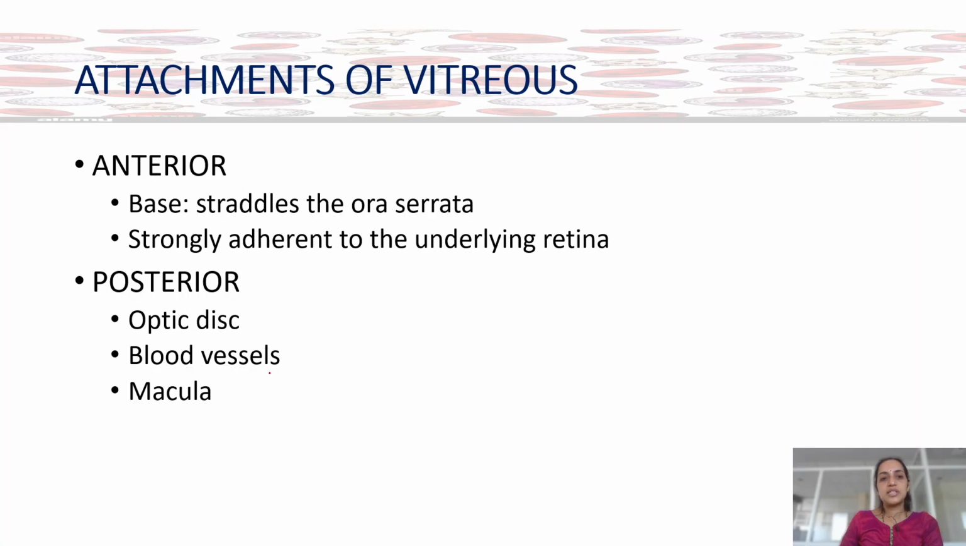So attachments of vitreous: anteriorly it is attached at the base, which we discussed, and posteriorly it is strongly adherent to the optic disc, blood vessels and the macula.